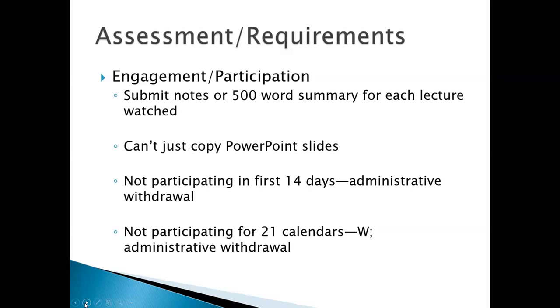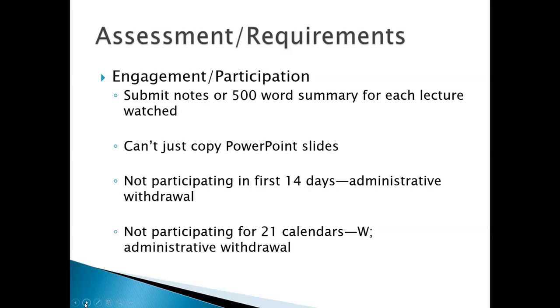But participation includes any academic assignment, submitting a discussion board post. For example, I'd like you to take the time to introduce yourself on the discussion board. That would serve as participation for the first 14 days. But if for some reason you don't participate in the first 14 days, you could be administratively withdrawn.